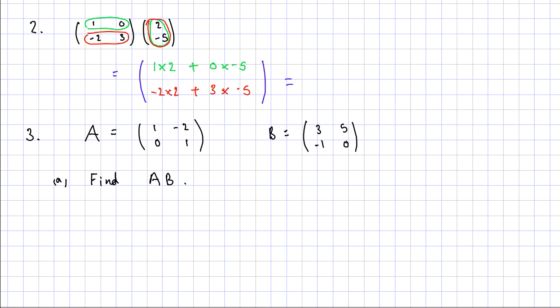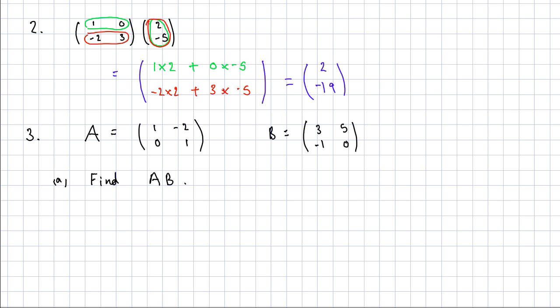So 1 times 2 is 2, add 0 is just 2, so that's going to be 2 there. And here I'm going to have negative 4, so minus 2 times 2 is negative 4. Here I'm going to have 3 times negative 5 is minus 15, so minus 4 minus 15 is going to give me minus 19, so I'm going to have minus 19 here.